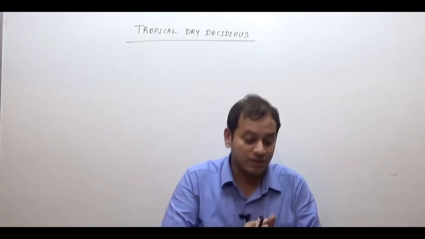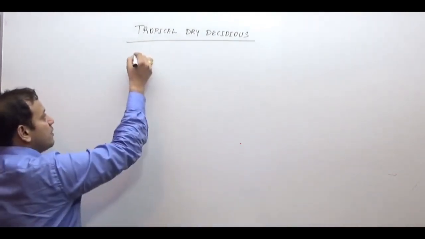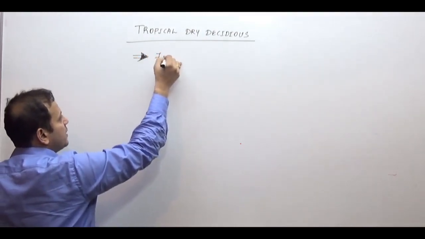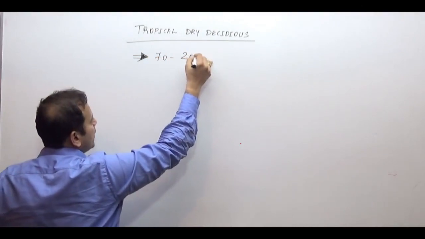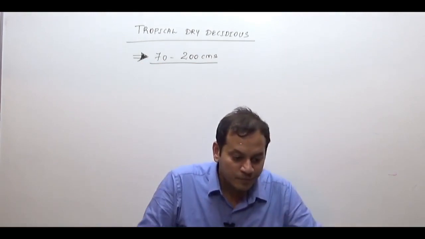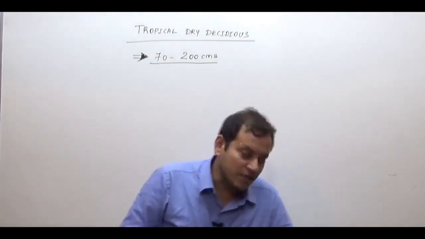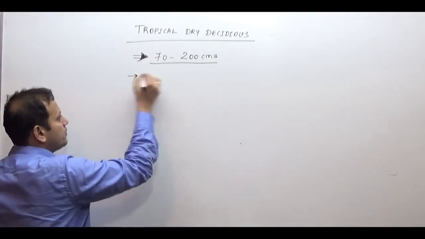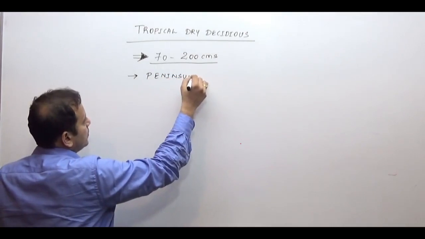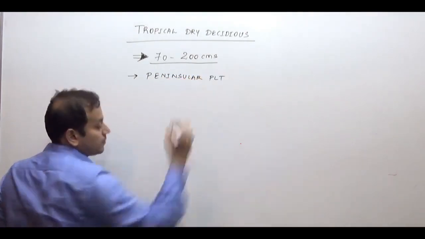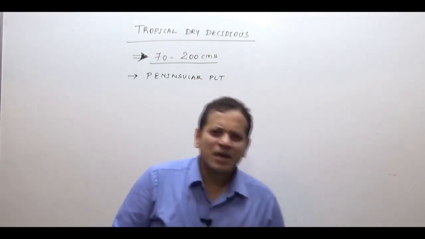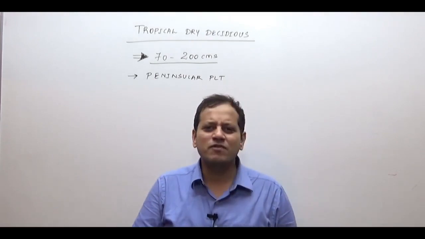So this forest we can say is the transition zone between the moist deciduous and the desert vegetation or the scrub vegetation. So the dry deciduous forest covers a vast area of India. It covers a very vast area in the regions which receive around 70 to 200 centimeters of average annual rainfall. These forests are found mostly in the peninsular plateau, including the Telangana region, Vidarbha region, Marathwada region, the drier parts of the peninsula.